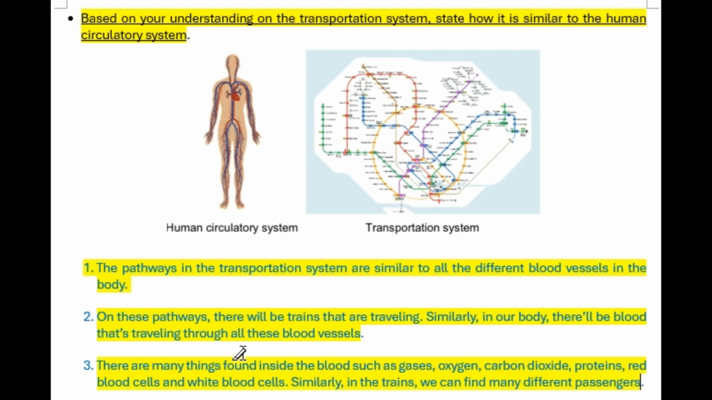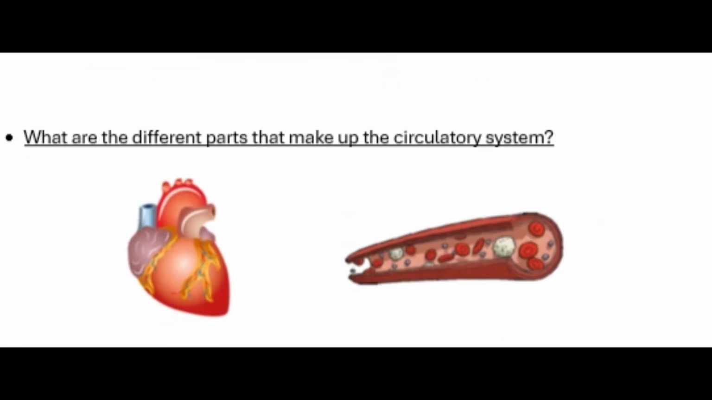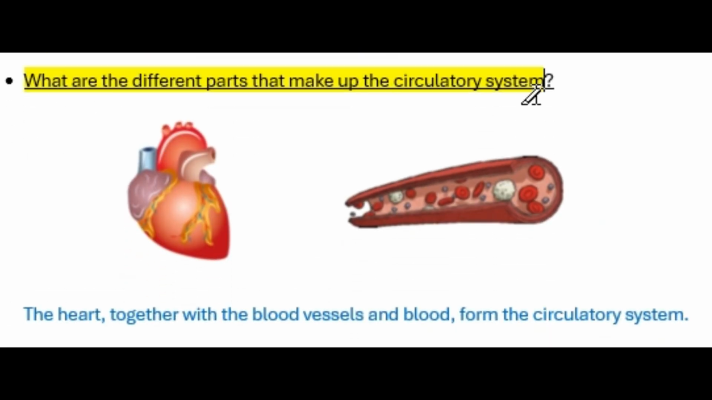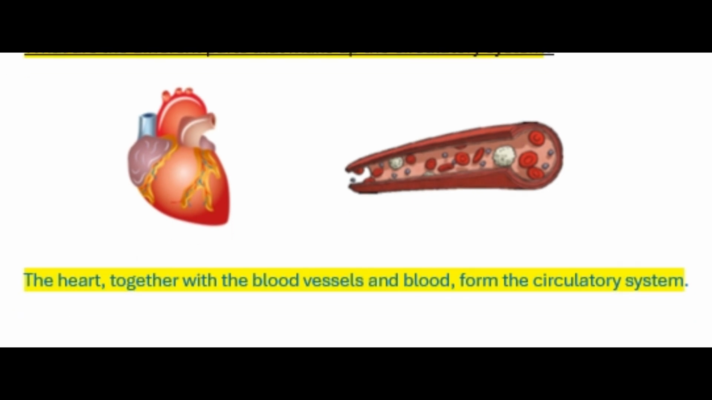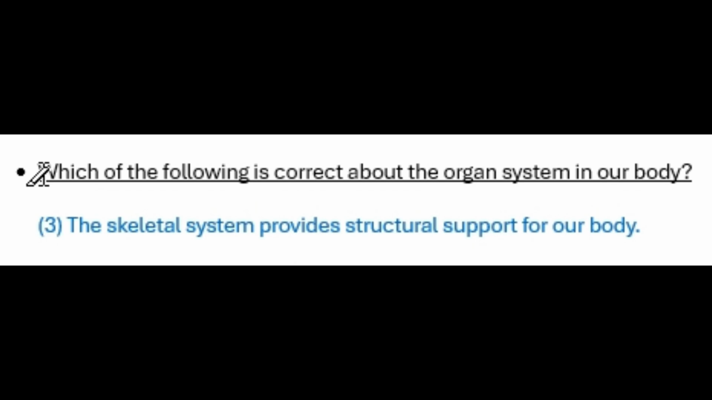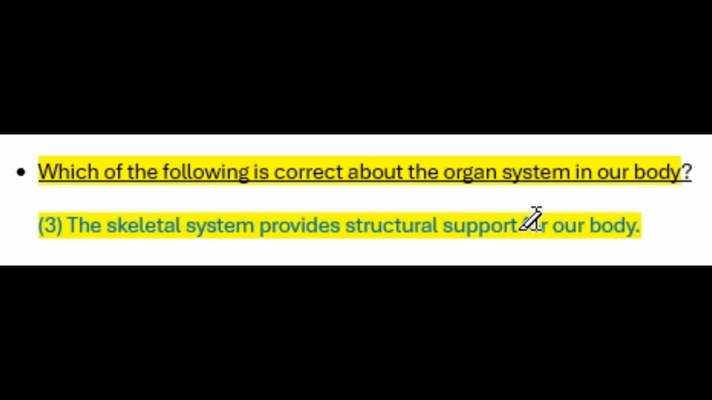What are the different parts that make up the circulatory system? The heart, together with the blood vessels and blood, form the circulatory system. Which of the following is correct about the organ system in our body? 3. The skeletal system provides structural support for our body.